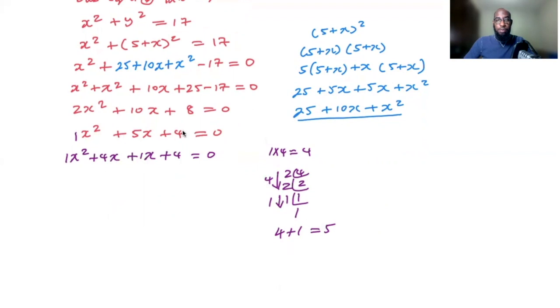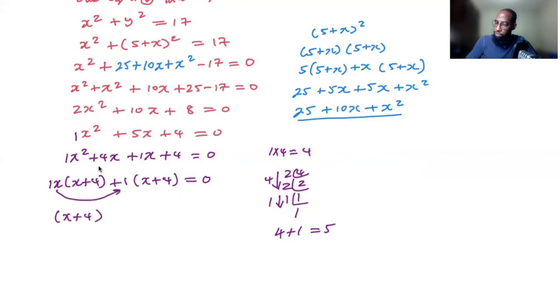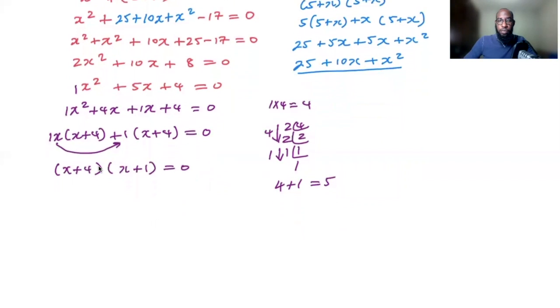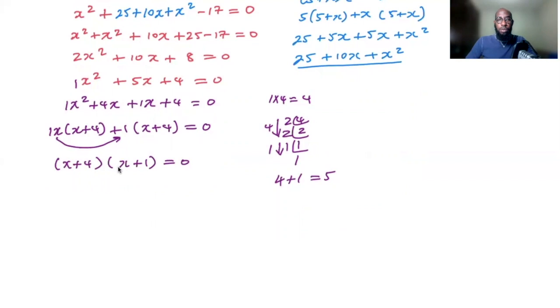Here we have 3 terms. So here we have 4 terms. So I can factorize 2 terms at a time. All right, so we have x plus 4 and x plus 1 equals to 0. Continuing. So x plus 4 equals to 0.